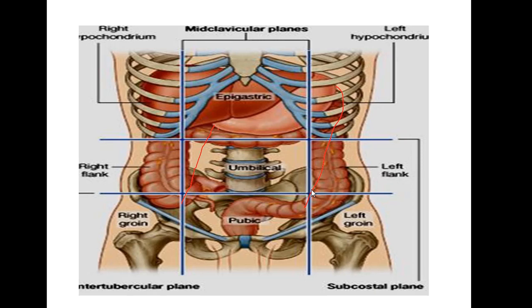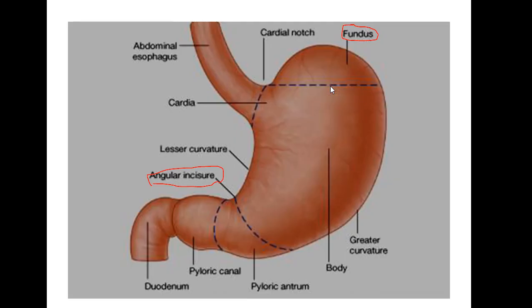Now, not shown in this picture, but you can imagine it: from the greater curvature of the stomach, we have what is called the greater omentum. I will talk about the lesser and greater omentum, they are very important. But for now, imagine the greater omentum coming from the greater curvature and covering part of the transverse colon, sigmoid colon, and many other structures, the small intestine, of course.